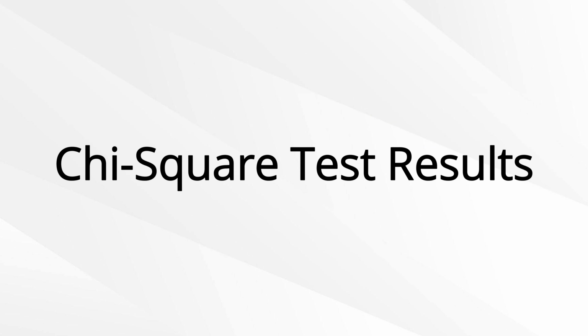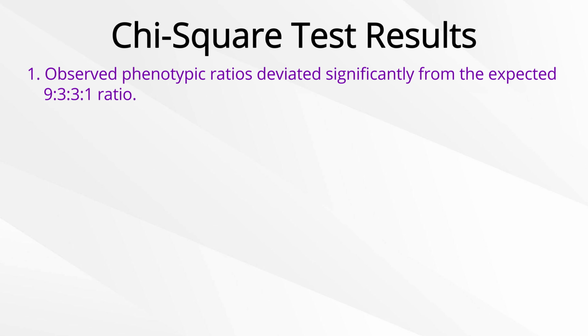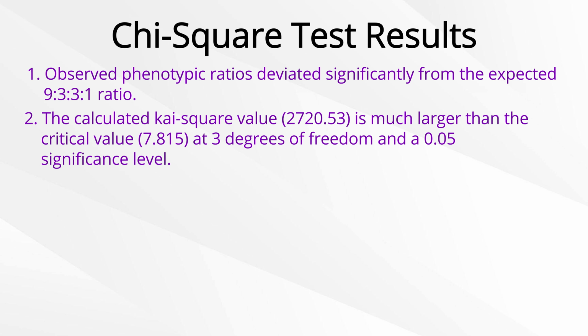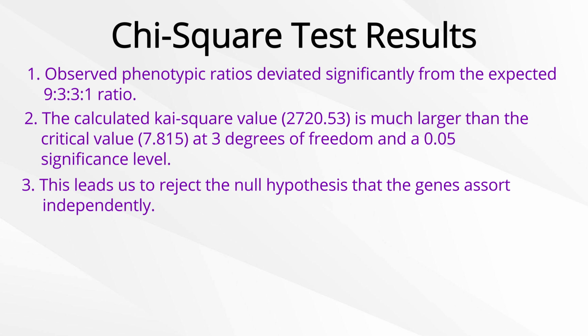Chi-square test results. From our chi-square test, we found 1. Observed phenotypic ratios deviated significantly from the expected 9:3:3:1 ratio. 2. The calculated chi-square value, 2,720.53, is much larger than the critical value, 7.815, at 3 degrees of freedom and a 0.05 significance level. 3. This leads us to reject the null hypothesis that the genes assort independently.